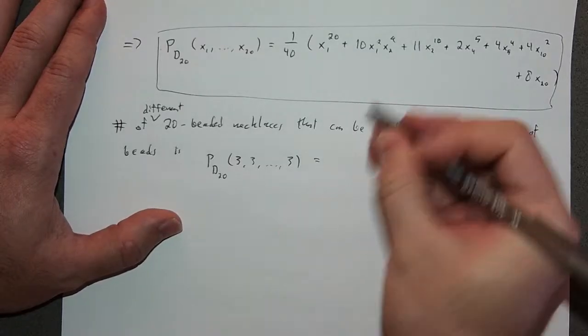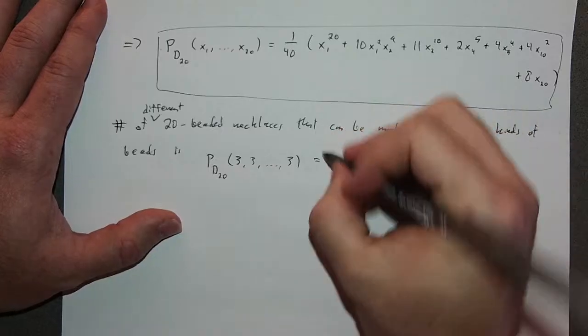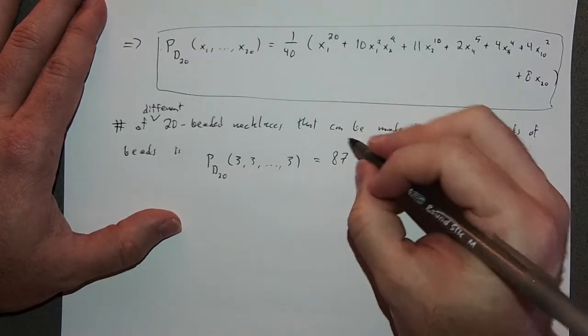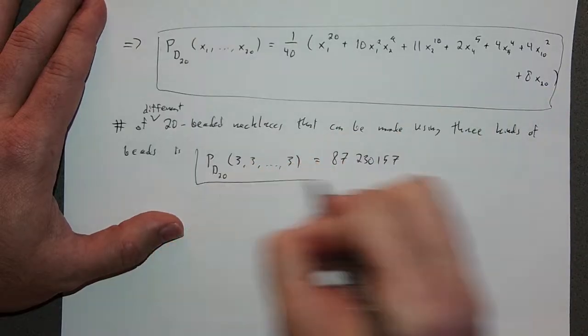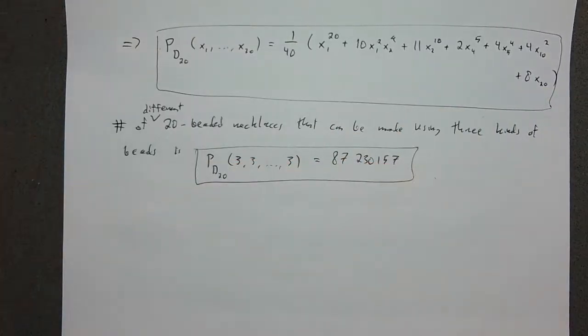If we do that, I'm not going to do it exactly, but if we do that, we see that this number is 87,230,157. Nicely, of course, generalizable to other related questions that you might be interested in for this stuff. All right. So that's a good example of the cycle index and how it can be used.